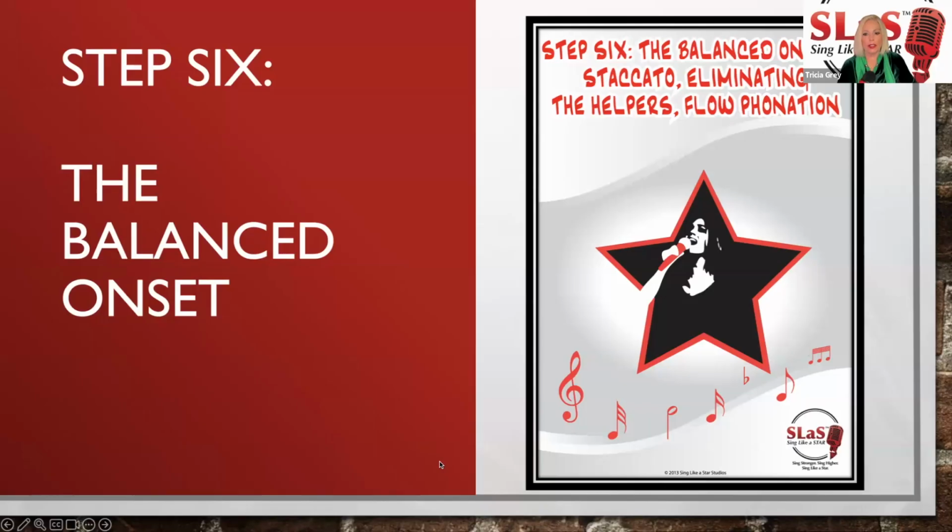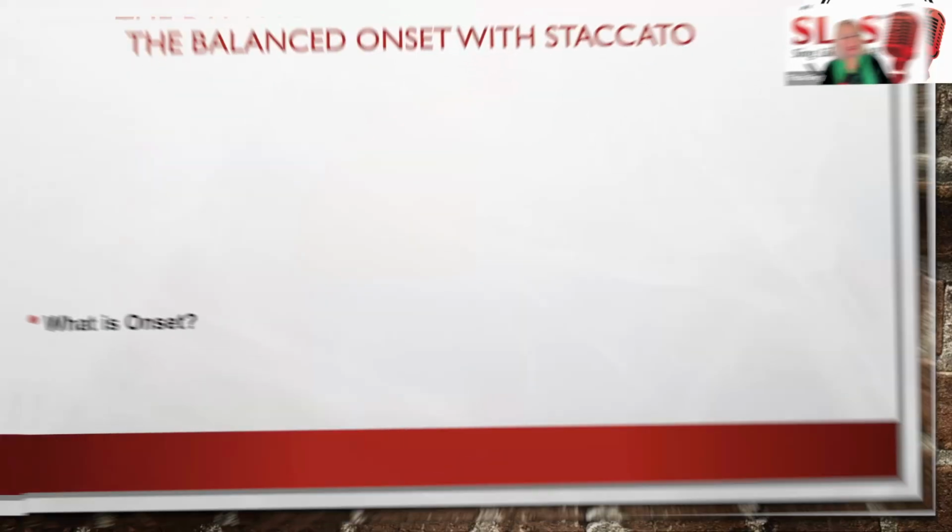This is where we learn how to do staccato. We eliminate the helpers that we have used in previous steps. And we talk a little bit about flow phonation. The balanced onset was staccato.